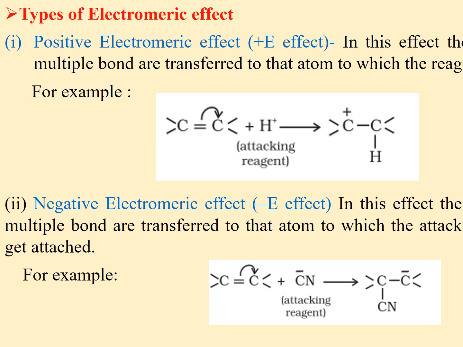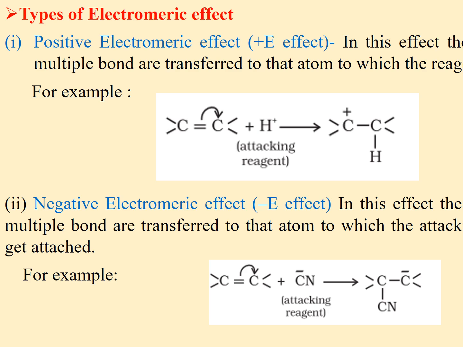Now coming to the types of electromeric effect. There are two types: one is the positive electromeric effect, and the other is the negative electromeric effect. In the positive electromeric effect, the pi electrons of the multiple bond are transferred to that atom to which the reagent gets attached. For example, in a C=C double bond, in the presence of the attacking reagent hydrogen ion, the electrons shift to carbon 1, which creates a negative charge, and the other carbon gets a positive charge, and the hydrogen or proton ion gets attached to the negative charge.